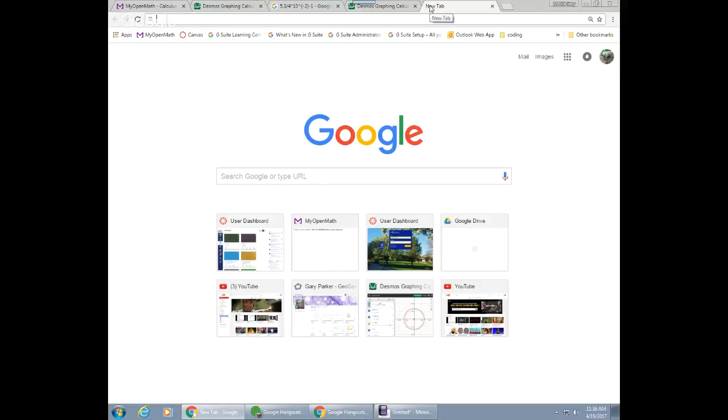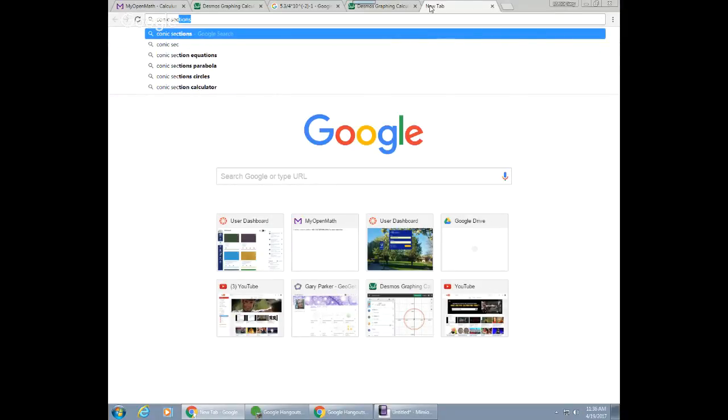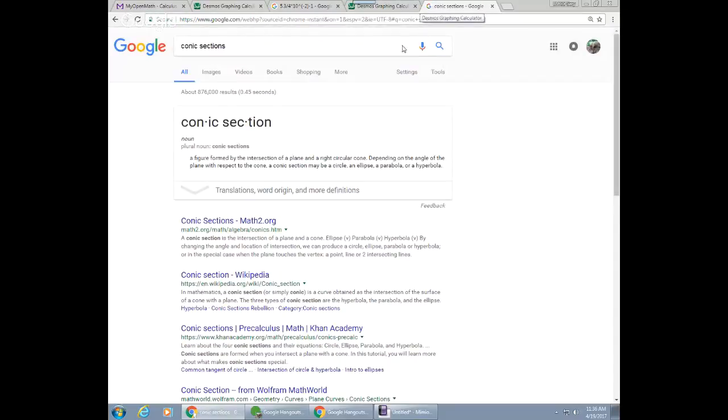Oh, by the way, a useful site I find for playing with conic sections is Wikipedia's conic section page. Conic sections. Wikipedia.